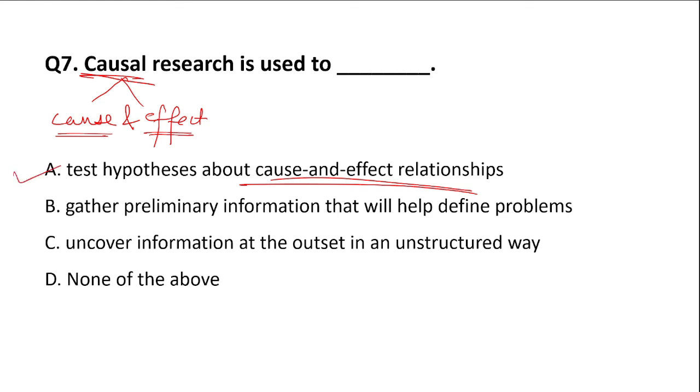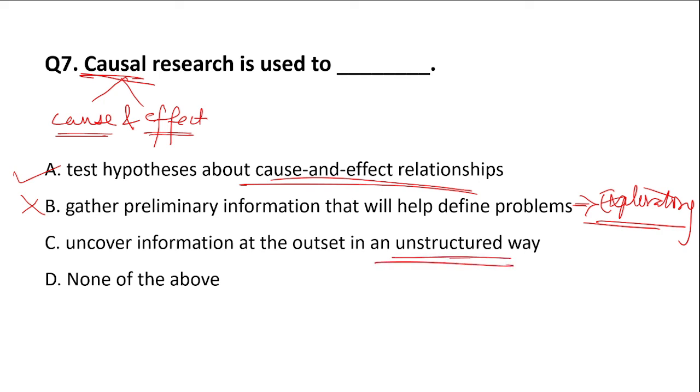Let's see option B. Gather preliminary information that will help define problems. Where do we gather prior information? We follow this statement in exploratory research. What happens in exploratory research? The researcher gathers the preliminary information and defines the problem. That means option B is incorrect. And option C, uncover information at the outset in an unstructured way.